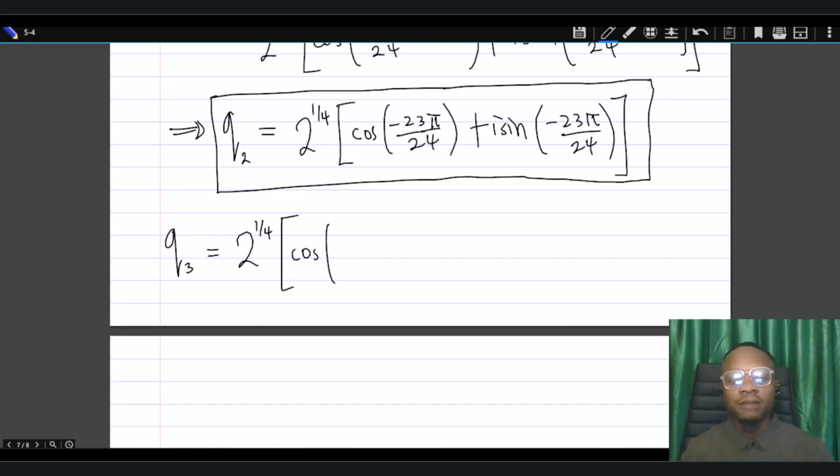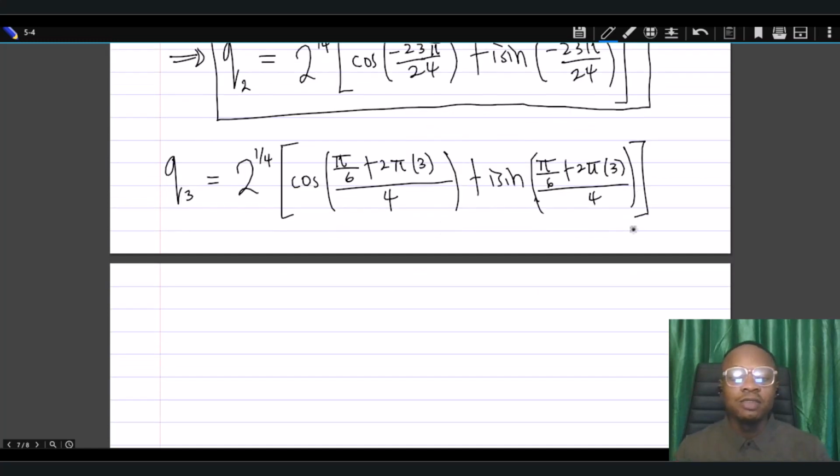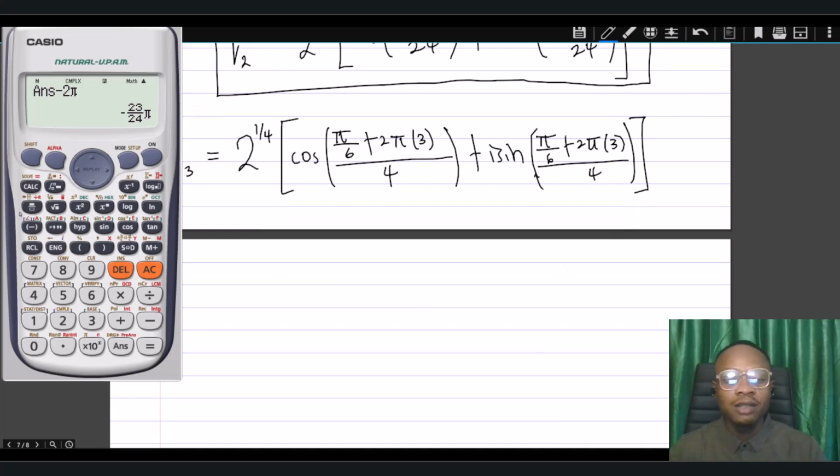So this will be pi over 6, plus 2 pi multiplying 3, k equal to 3, please. Then divided by 4, then plus i sine of pi over 6, then plus 2 pi into 3, then everything here divided by 4. We close off the bracket and close this off as well. So let's see what this gives us. We can do that directly with our calculator.